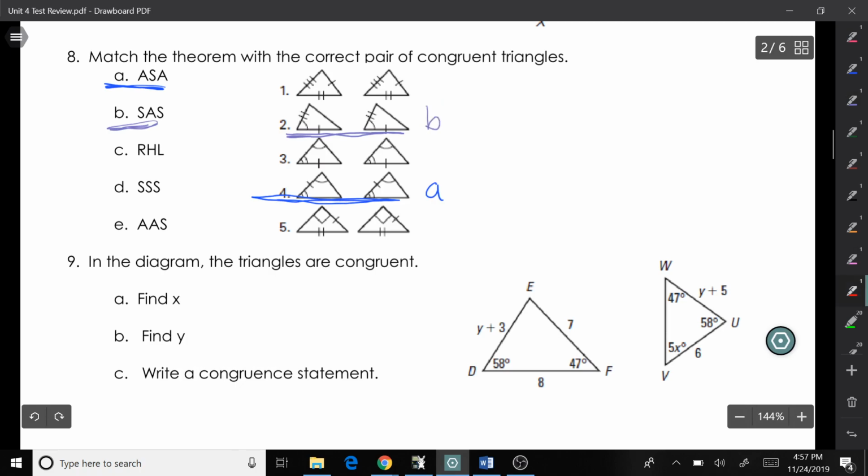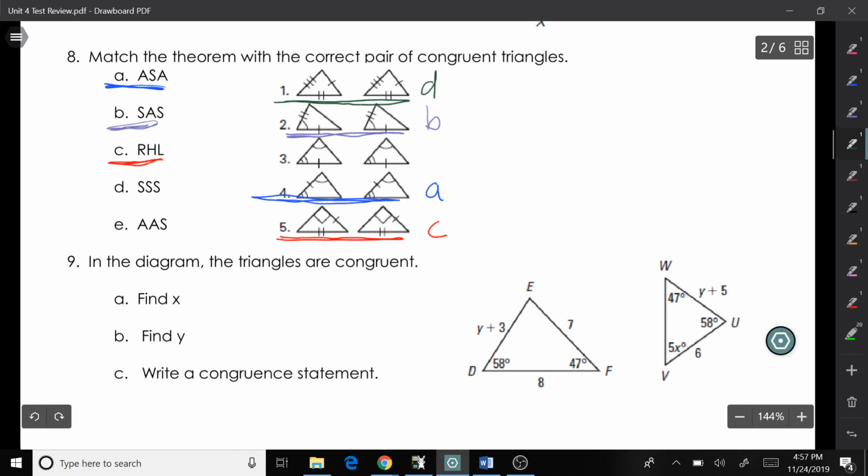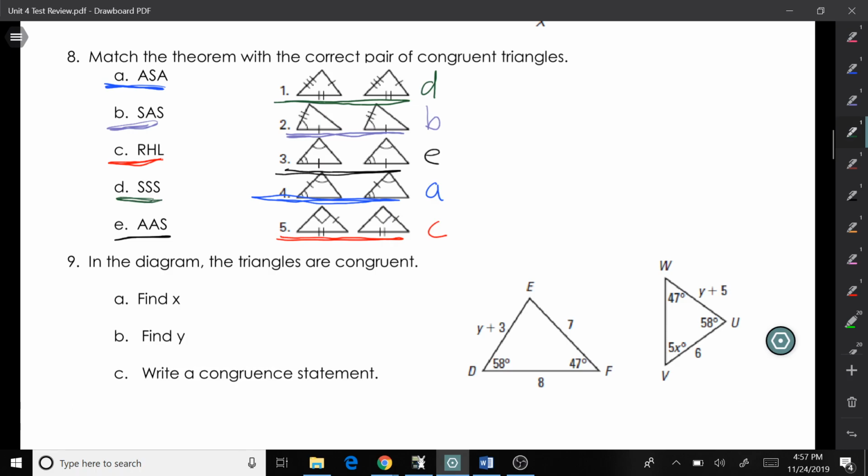Then RHL. So when I see RHL, I'm looking for a right angle and the hypotenuse being congruent, and we have that down here in number 5. Side, side, side is all about the sides, no angles, and that looks like number 1. And then finally, angle, angle, side is the only one that's left, so that one was E. So that's kind of an idea of what all the congruence theorems look like.